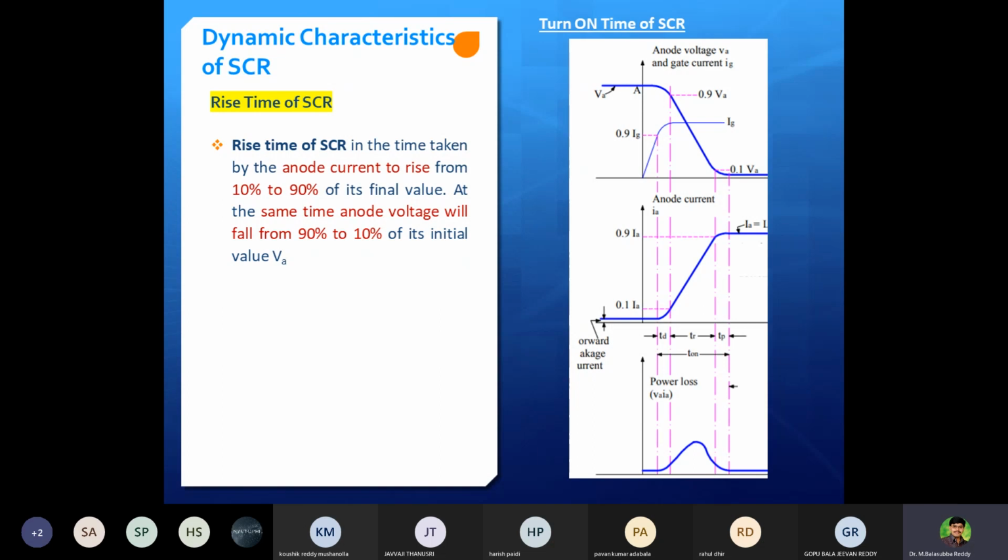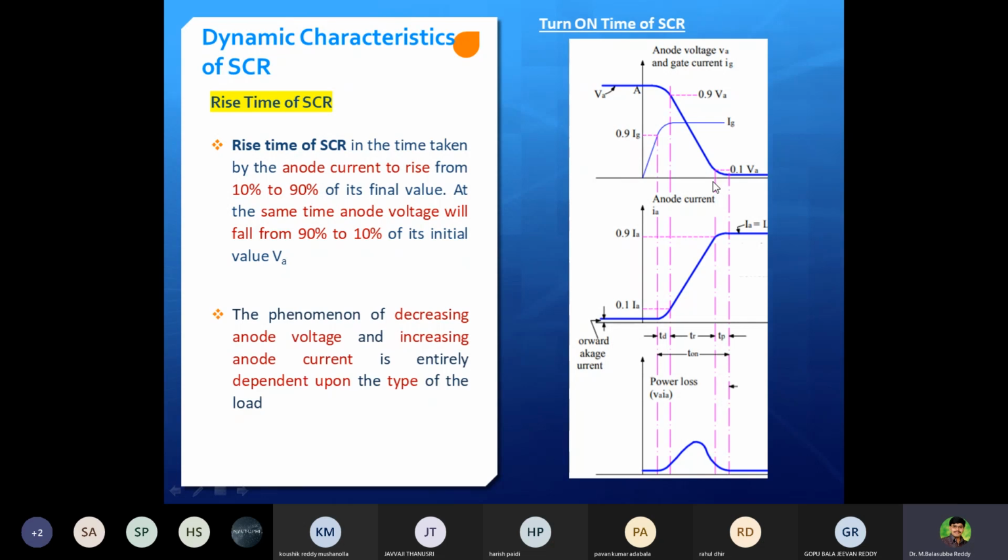At the same time, if you want to see the voltage, what will happen? The voltage goes from 90 percentage to 10 percentage. That shows current is rising gradually and voltage is decreasing gradually. The interval in which anode current changes from 10 percentage to 90 percentage of its final value, and at the same time anode voltage changes from 90 percentage to 10 percentage of its final value, I call the rise time.